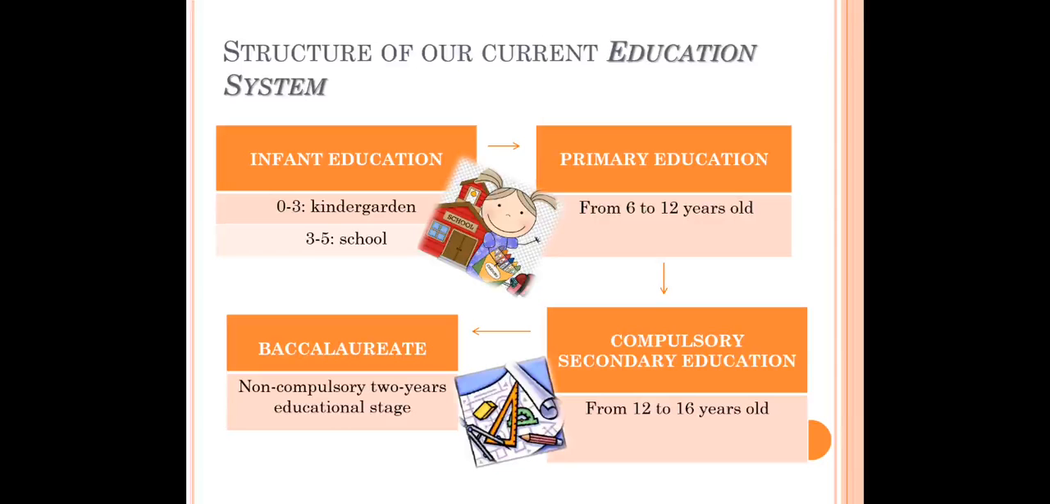After that, we have primary education. It covers 6 academic years, from 6 to 12 years of age. It is free and, together with compulsory secondary education, makes up the period of basic compulsory education.